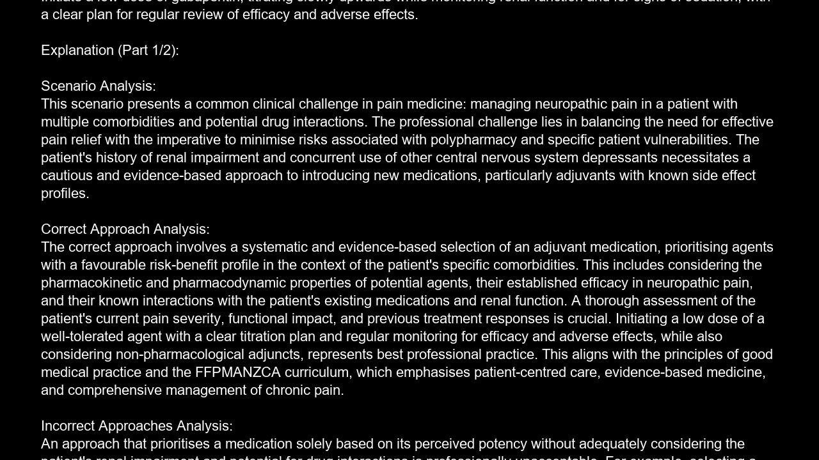Explanation. Scenario analysis. This scenario presents a common clinical challenge in pain medicine, managing neuropathic pain in a patient with multiple comorbidities and potential drug interactions. The professional challenge lies in balancing the need for effective pain relief with the imperative to minimize risks associated with polypharmacy and specific patient vulnerabilities.